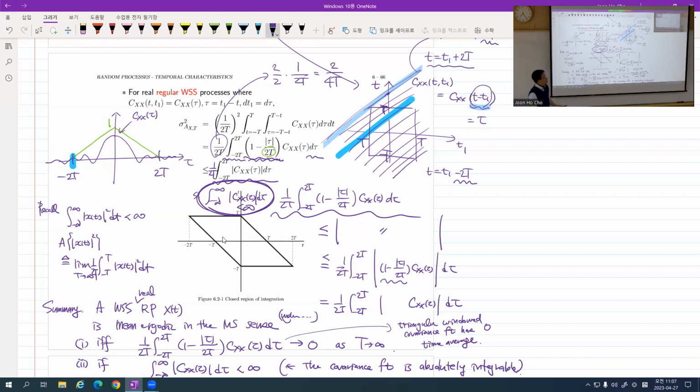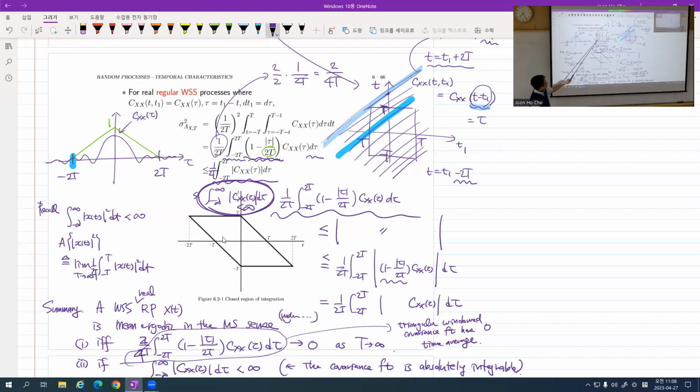That's why last time I said that the wide-sense stationary random process is mean ergodic in the mean square sense if and only if the triangular windowed autocovariance function has a time average that converges to 0, because the scale 2 doesn't matter. 2 times 0 is anyway 0, right? That's why I said last time this condition as the triangular windowed autocovariance function, when time averaged, tends to 0 as T goes to infinity. So that is a necessary and sufficient condition. And this is the clarification, or correction, part 1.